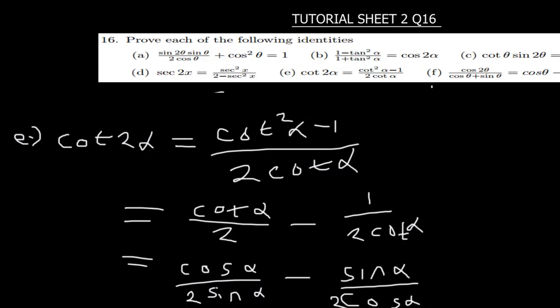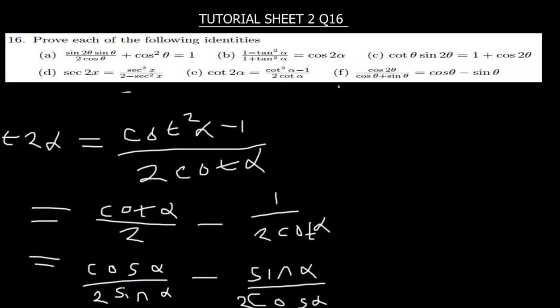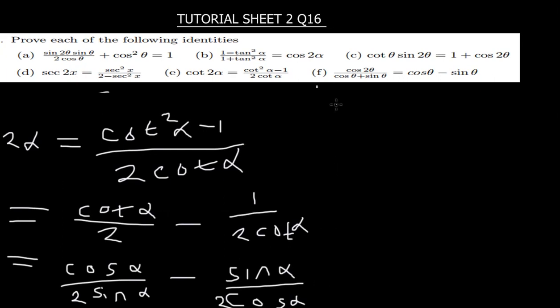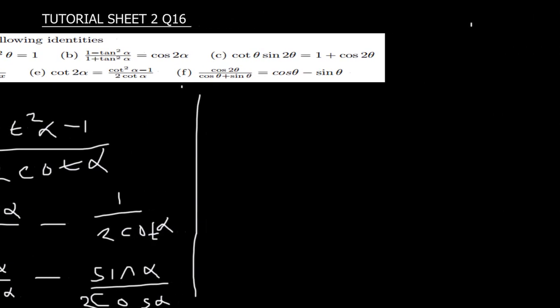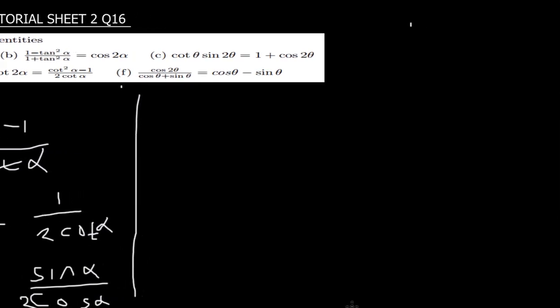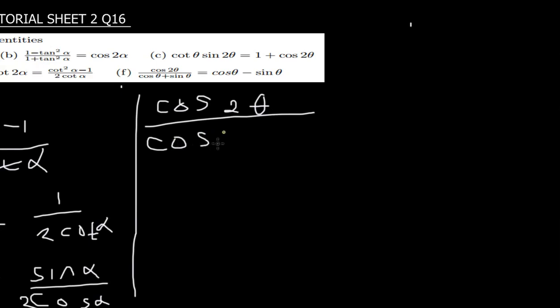So the last question, I think I'll just write it here if it's not that long. The last question is cos 2 alpha, or cos 2 theta, sorry, and then divide by cos theta plus sine theta.